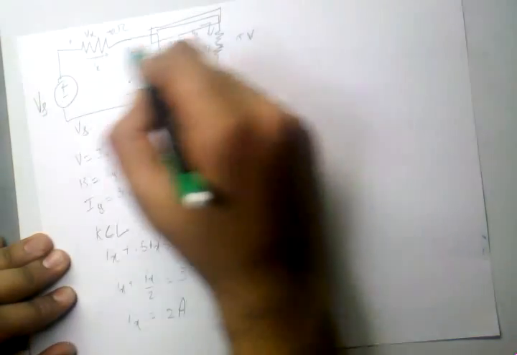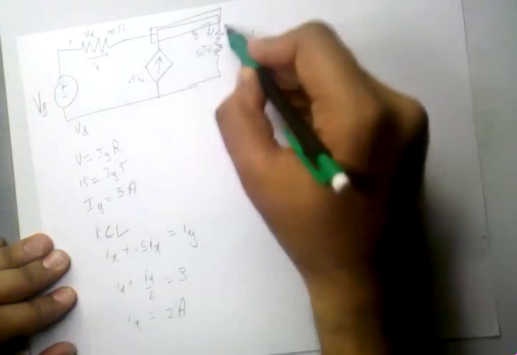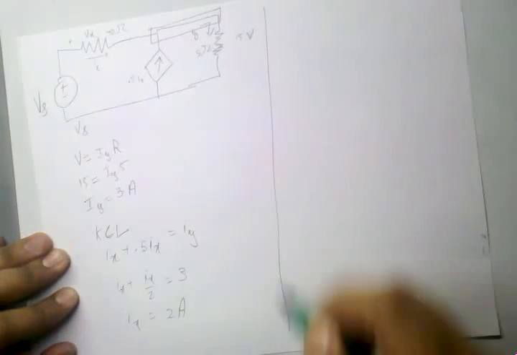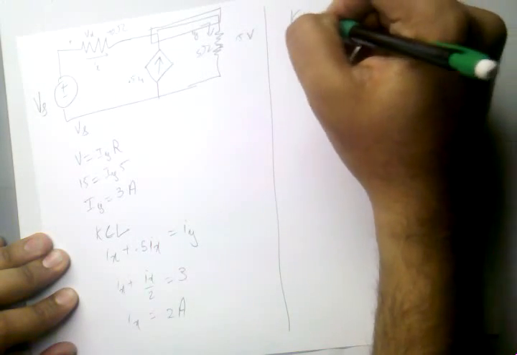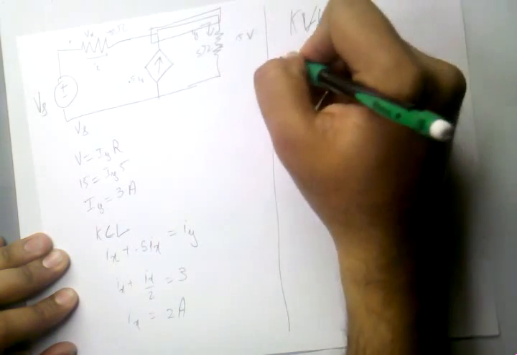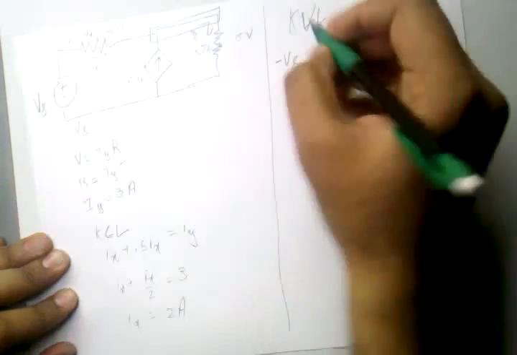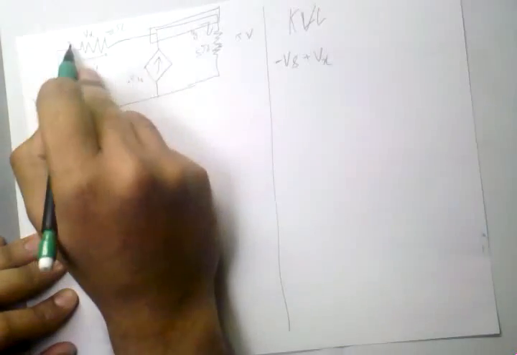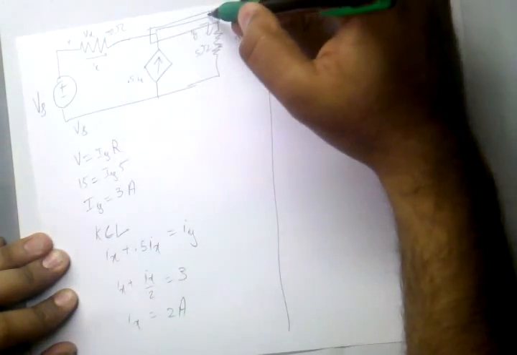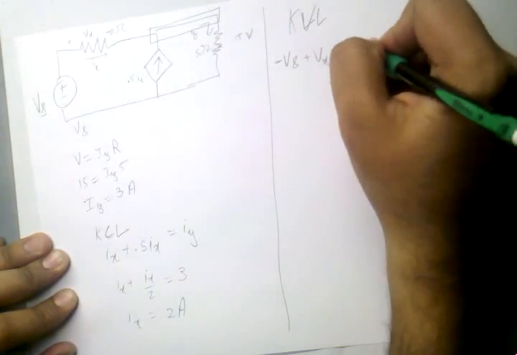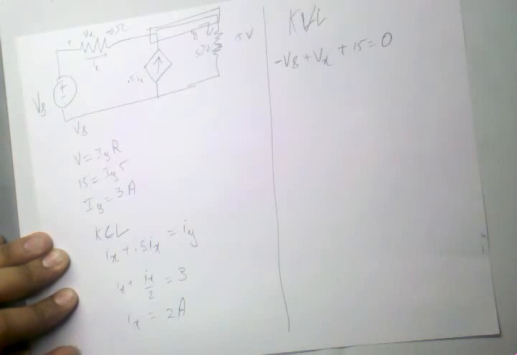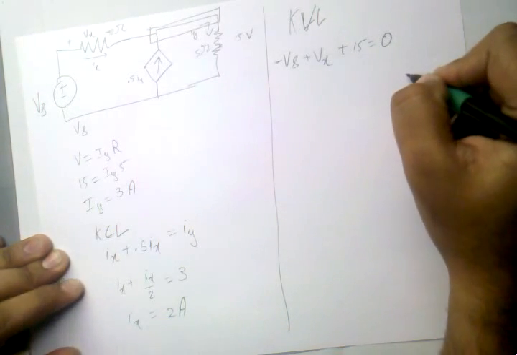Now what we can do is we can do the KVL around the big loop. So doing the KVL around the big loop, we get negative Vs since we are entering the negative side, then we get positive Vx since we are entering the positive side, and then we get positive 15 is equal to 0. Now what is Vx?